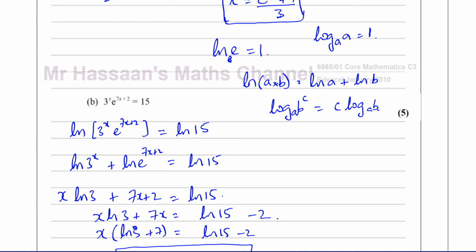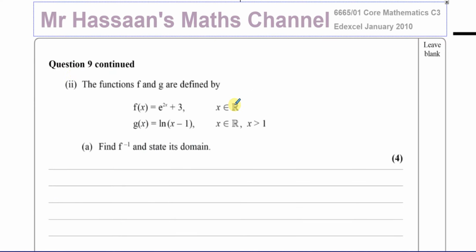Next, we have 9 part 2. And we're given these two functions. One of them is an exponential function. The other one is a ln function. And we're asked to find the inverse of function f and state its domain.